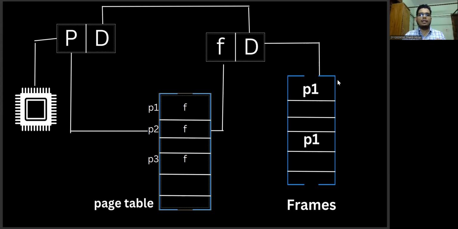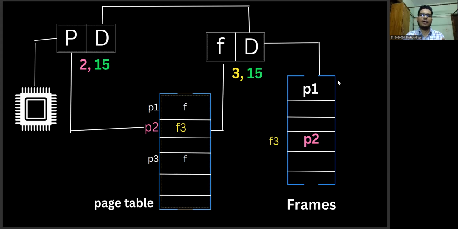So the CPU is sending the page number and instruction offset into the page table, which gets mapped by frames, and we are getting the frame number from the page table. We are again sending the frame number with the instruction offset, which is the same as the one sent by the CPU, to the frames that are in the main memory, and we are getting P1 or P2, which is the page number that you need.